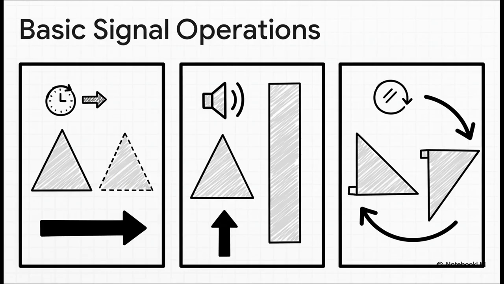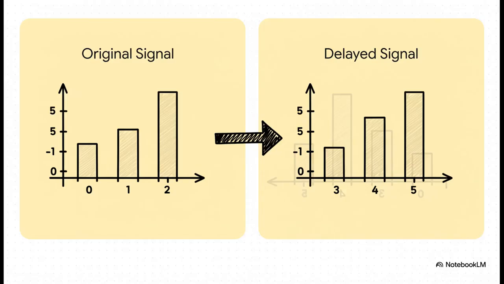For this explainer, we're going to focus on 2 of the big ones. First is time shifting, which lets us move a signal forward or backward in time. And second is amplitude scaling, which basically just makes a signal louder or quieter. Let's see them in action. Let's start with the time shift.